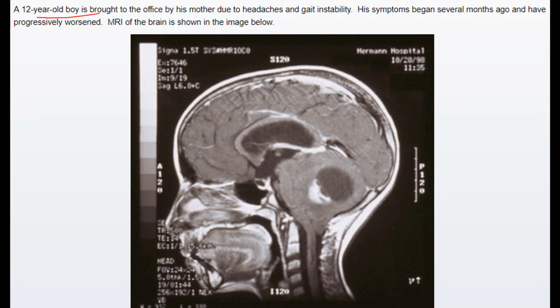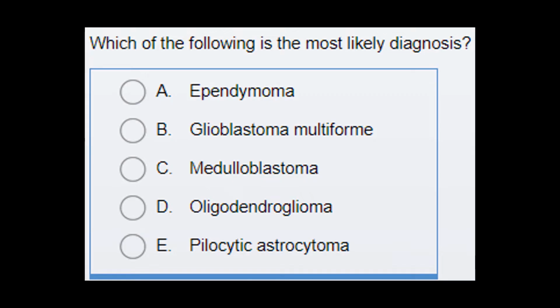So let's start. A 12-year-old boy is brought to the office by his mother due to headaches and gait instability. His symptoms began several months ago and have progressively worsened. MRI of the brain is shown in the image below. Now, which of the following is the most likely diagnosis? So the answer to this question is pilocytic astrocytoma.